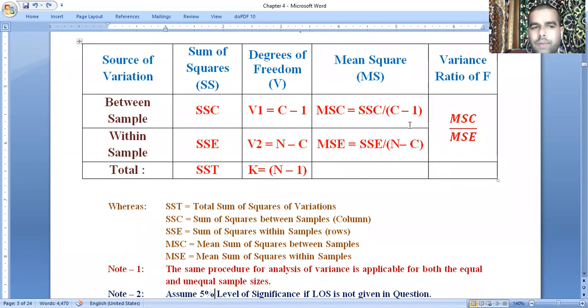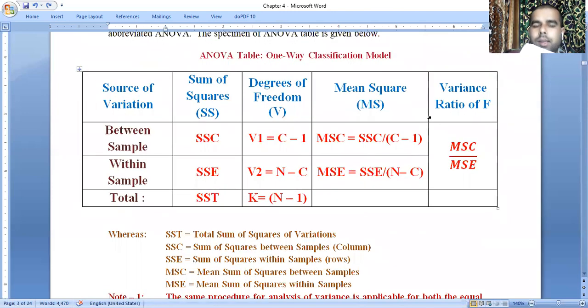After getting that value, it is called the calculated value because we calculated it. This calculated value should be compared with the critical value or table value. Then only you have to take the decision whether to accept or reject the null hypothesis.